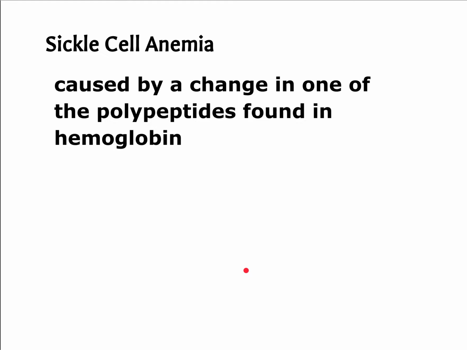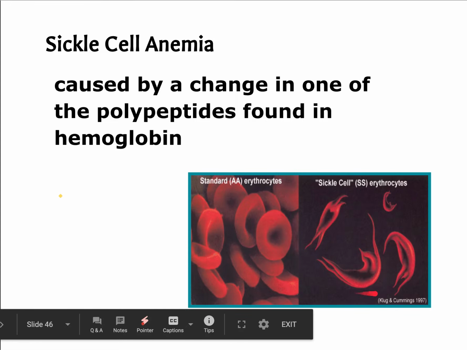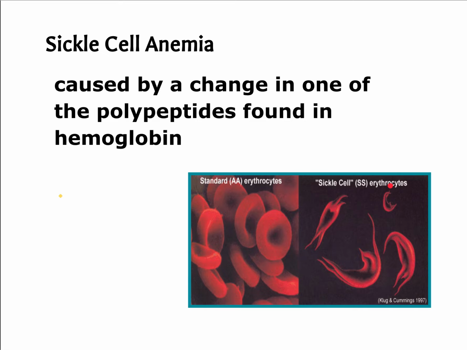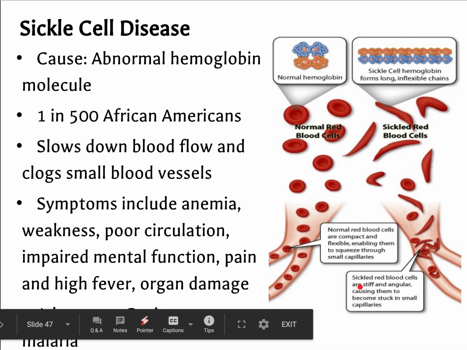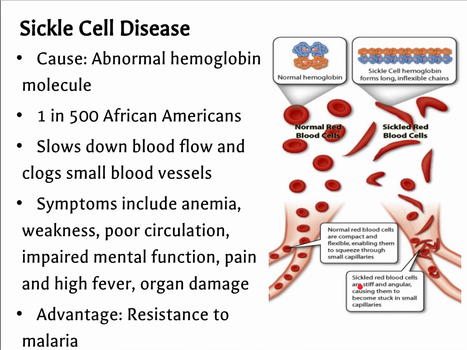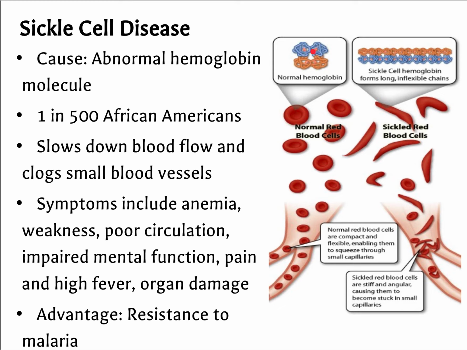Sickle cell anemia is caused by a change in one of the polypeptides found in hemoglobin. Now these are just better pictures. They're kind of old, from 1997, but they look nice, and I love the word erythrocytes. This would be a regular erythrocyte, and these would be sickle cell erythrocytes. Sickle cell disease is caused by an abnormal hemoglobin molecule. Like I said before, there are 2 alpha helices and 2 beta barrels. Take your pick which one you want it to be.